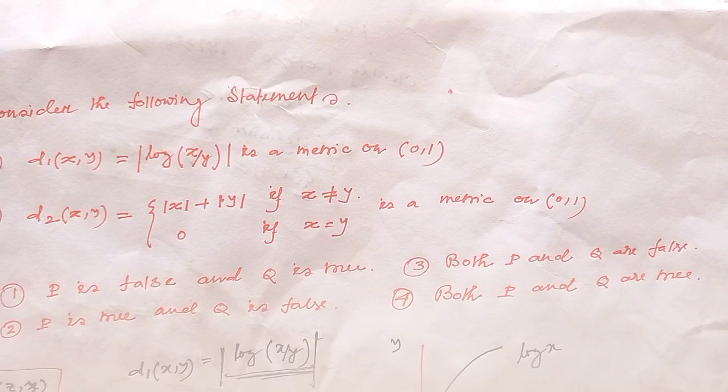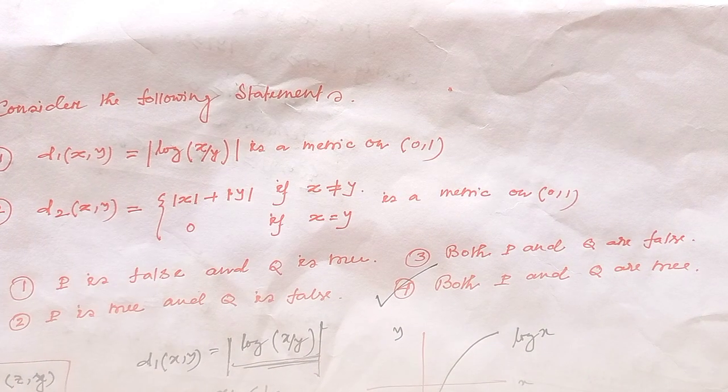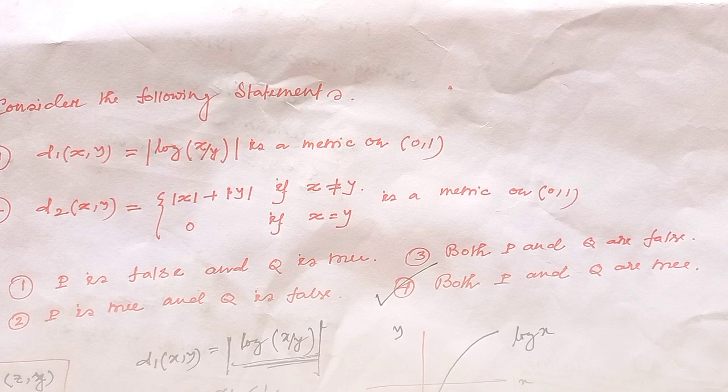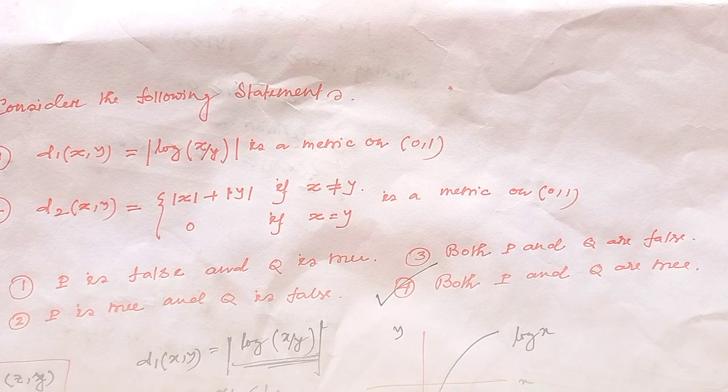That means both p and q are true. d1(x,y) and d2(x,y) are both metrics on the open interval (0,1). I hope all my viewers have understood. I will stop here. In my next video, I will discuss some more examples of metric spaces, because this type of example is actually very important for any competitive exam.